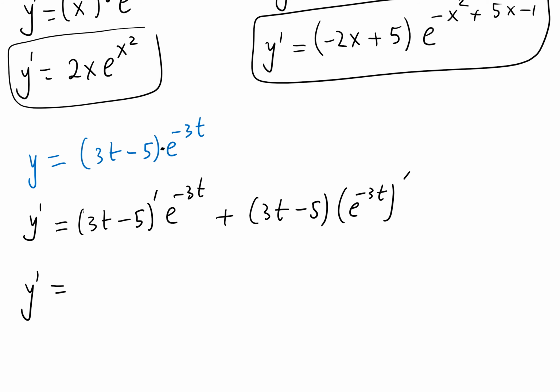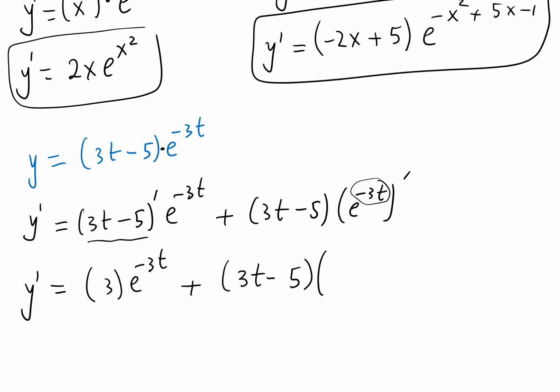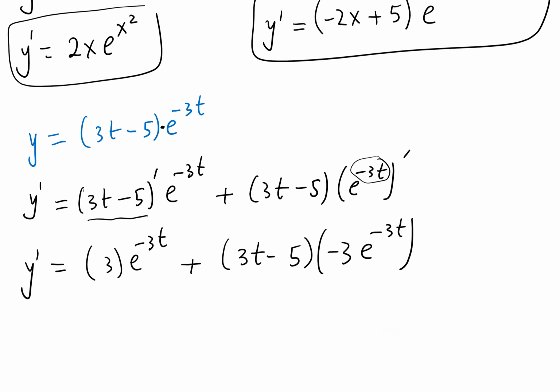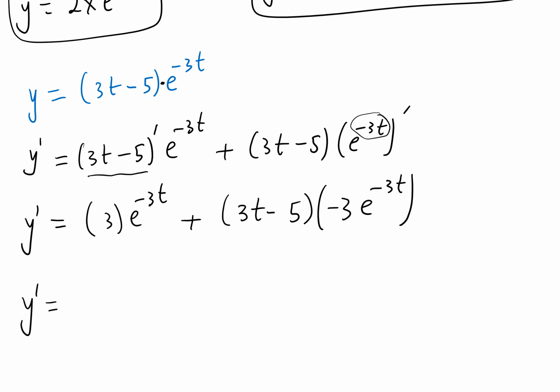y prime equals, what's the derivative of this? 3 minus 0, and this stays the same. This stays the same. The derivative of this one is the derivative of the top based on the formula I just gave you, negative 3 times itself. And you can factor out the 3 and e to the negative 3t. And what is left? 1. This one is gone. There's a negative left. Negative 1 times this.